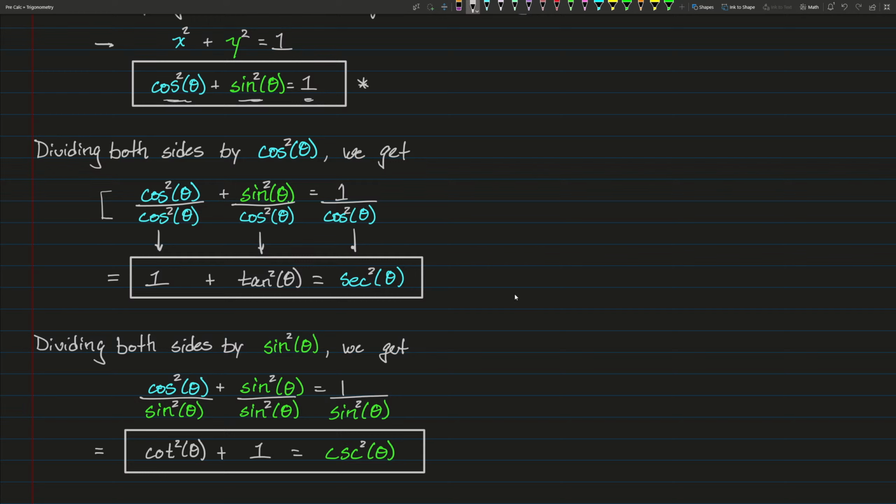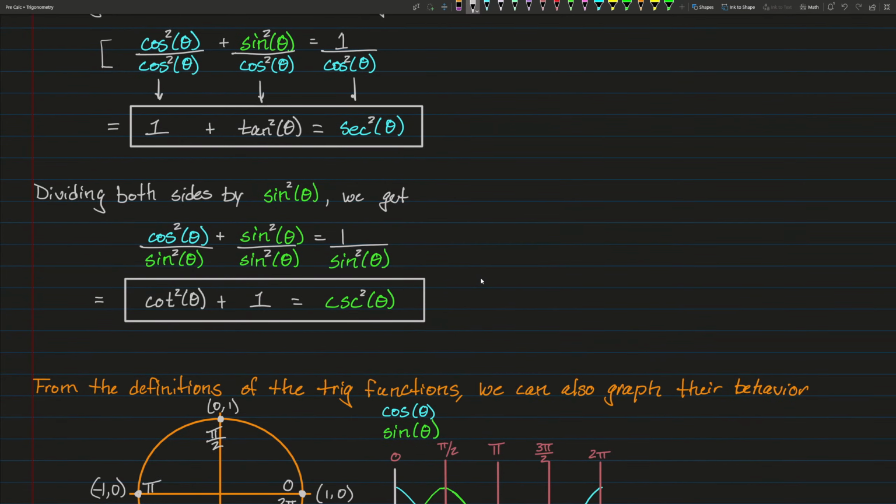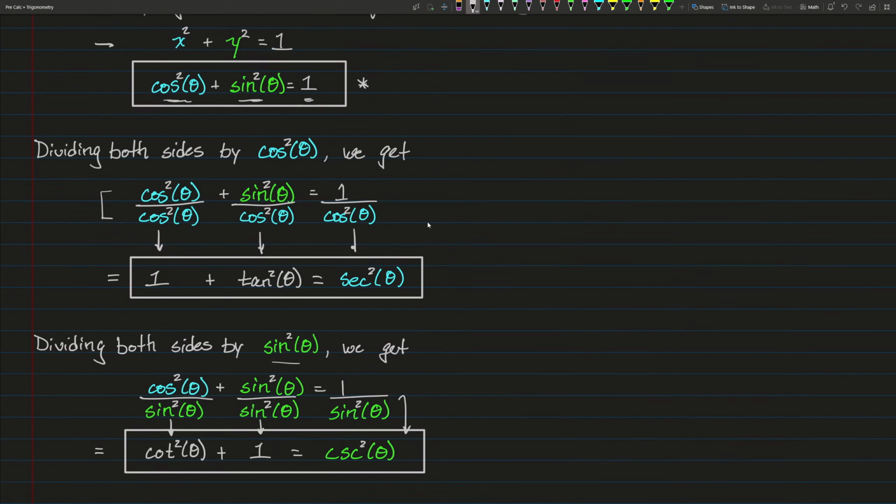Okay, if we do a similar thing, if instead of dividing by cosine squared, we divide by sine squared, we'd get cosine squared divided by sine squared plus sine squared divided by sine squared is equal to 1 divided by sine squared. So this left-hand thing, cosine squared divided by sine squared, that's cotangent squared. Sine squared divided by itself is just equal to 1. And then 1 divided by sine squared, that's cosecant squared. Okay, so really all we need to know is this type of identity, and those other two follow, so long as you know exactly what to do.